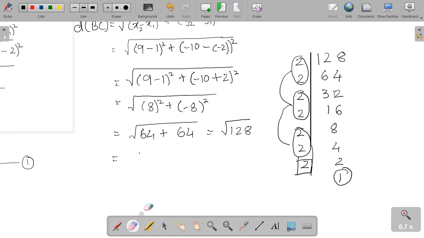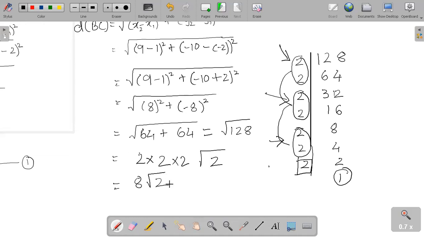Are you confused here? If you see, there are 3 pairs. So from the first pair, you write the 2. From the second pair, a 2. And from the third pair, the 2. And you see the single is 2. That you write in the root. Whatever is single, that will be written inside the root. Is this clear? Now 2 into 2 is 4. 4 into 2 is 8. So this becomes 8 root 2.